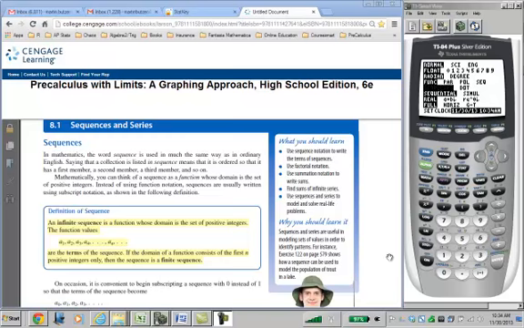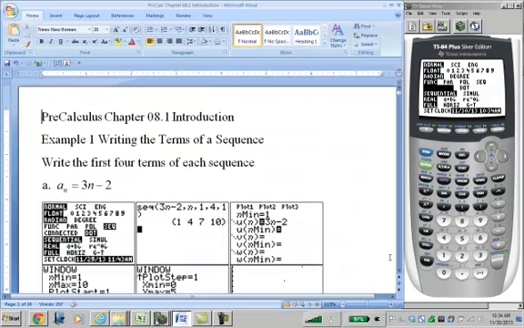All right, so let's talk about writing the terms of a sequence. Let's say we want to do the first 4 terms of this sequence: a sub n equals 3n minus 2. Now remember I said the ordered pairs are n comma a sub n. Now this looks just like a linear equation, and that's because it is. This is easy to calculate by hand. So if you want to do the first 4 terms, it would be 3 times 1 minus 2, 3 times 2 minus 2, 3 times 3 minus 2, etc.